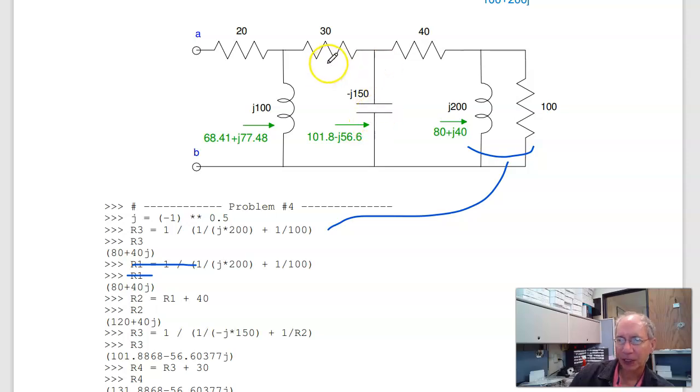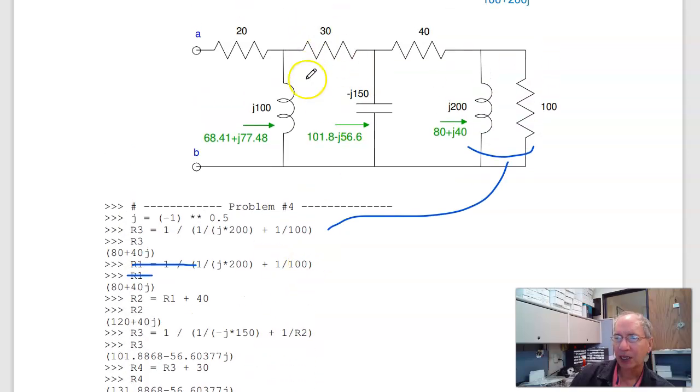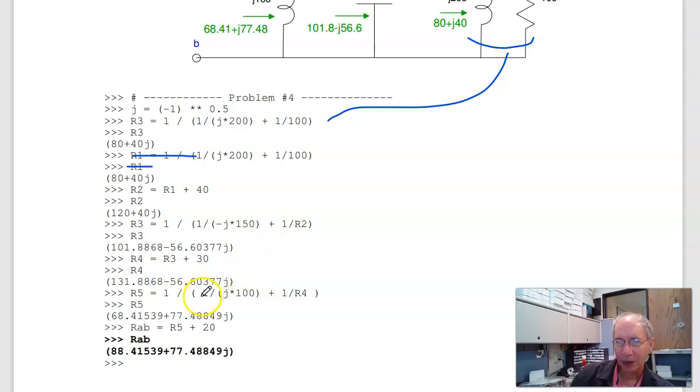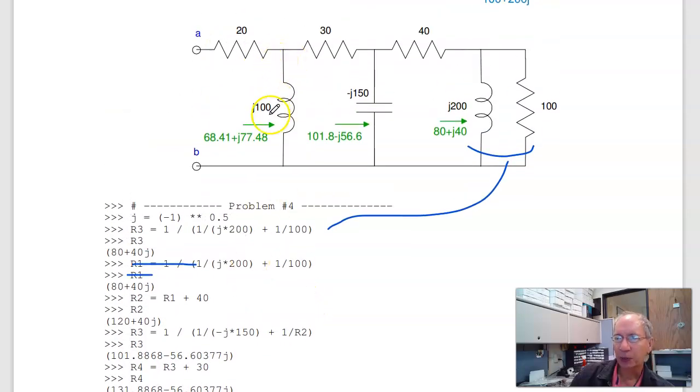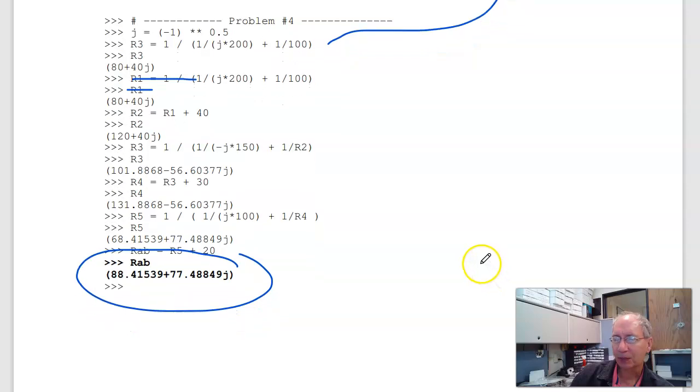In series with 30 is 131 minus j56. In parallel with plus j100 gives you j100 in parallel with that mess, which gives you 68 plus j77, in series with 20. That gives you 88 plus j77. So there's the total impedance.